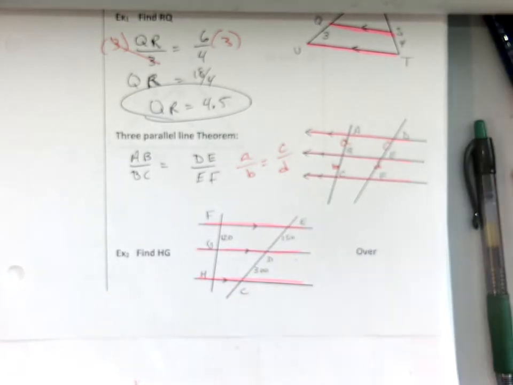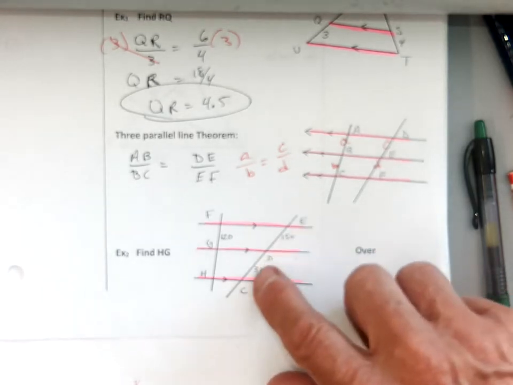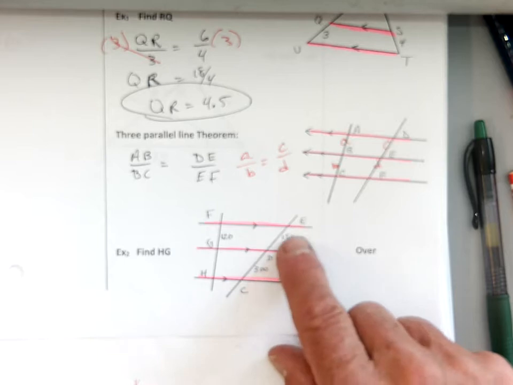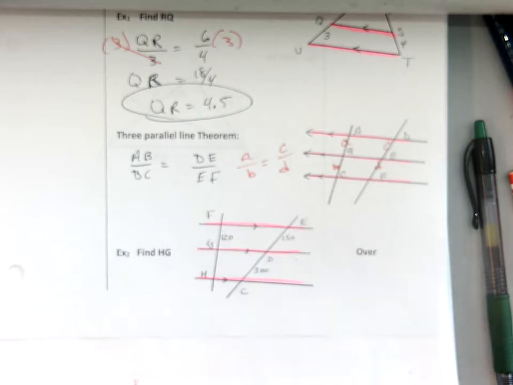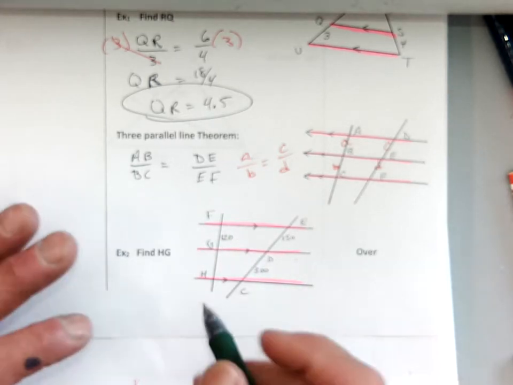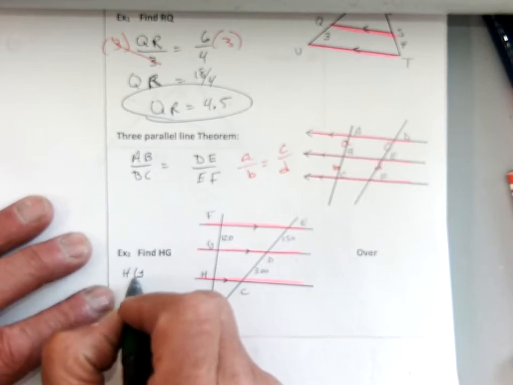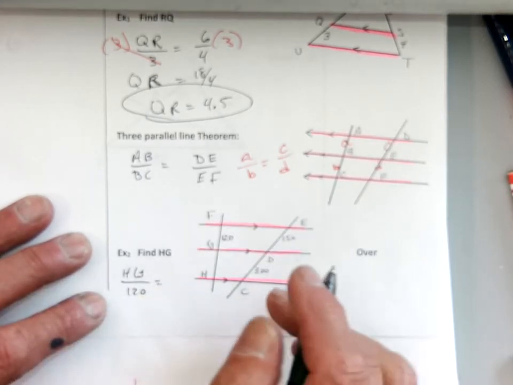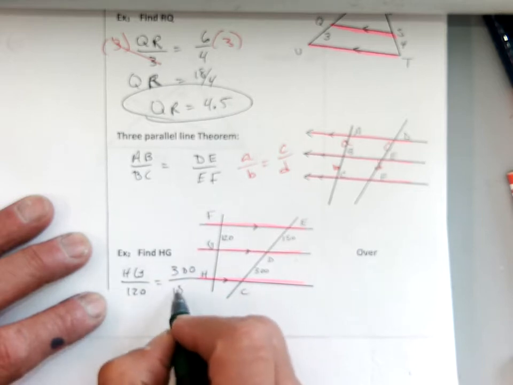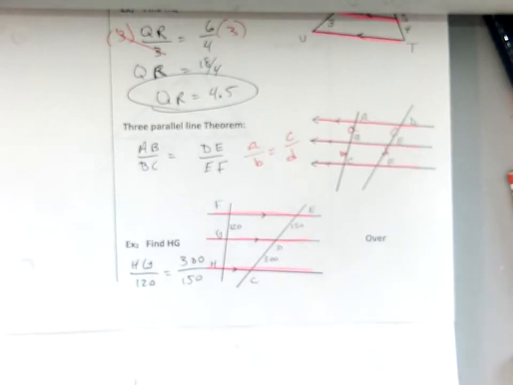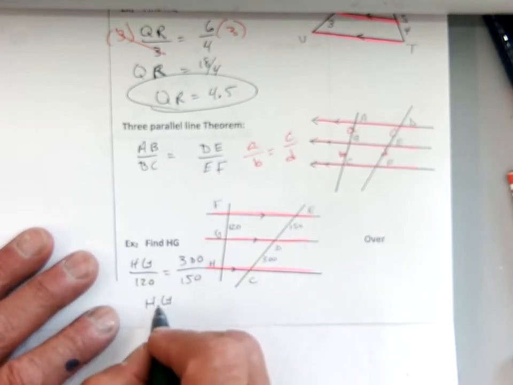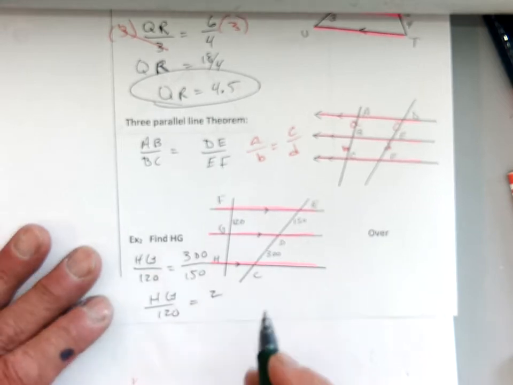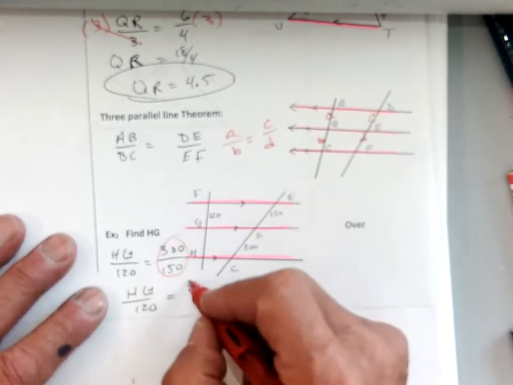Well, I don't know. I mean, I don't know about you guys, but I think it's twice as big. I could set it up, but wouldn't you think that's got to be 240? See, 150, 300? And I'll set it up also so that you guys can see it, but I could say HG goes to 120 as 300 goes to 150, right? I may as well make that 2, so let me write that as HG over 120 equals 2. I mean, that does reduce to the number 2, right?